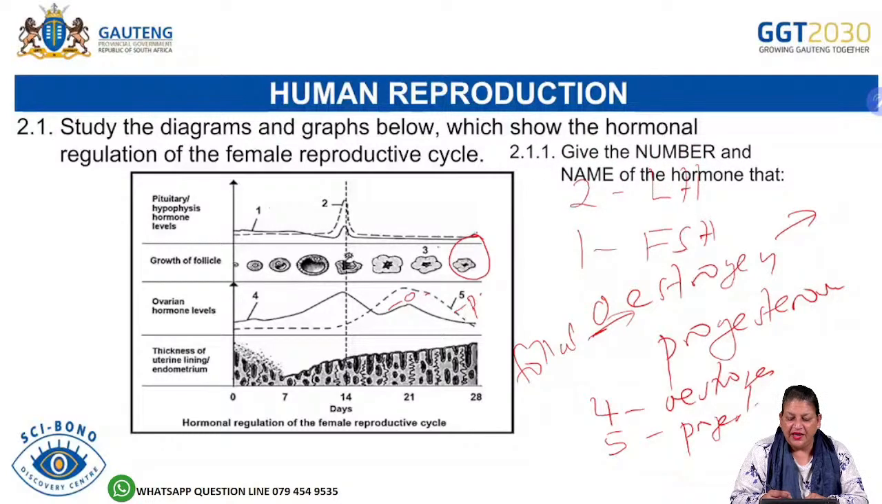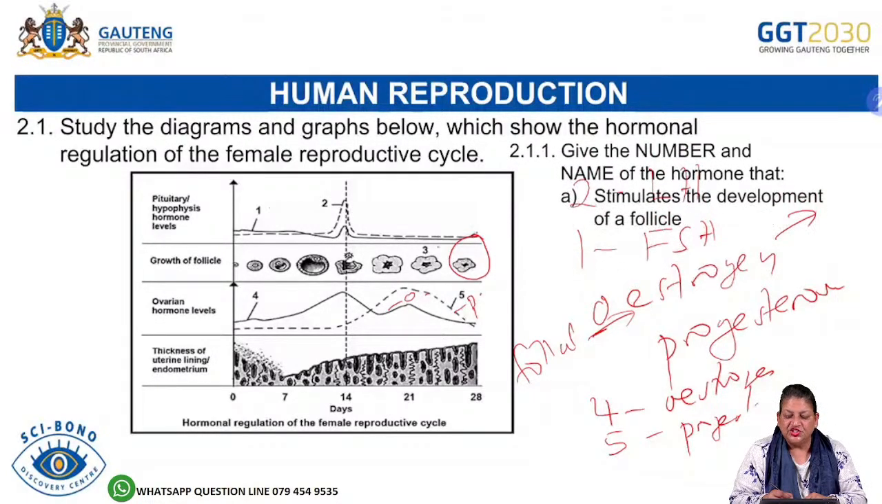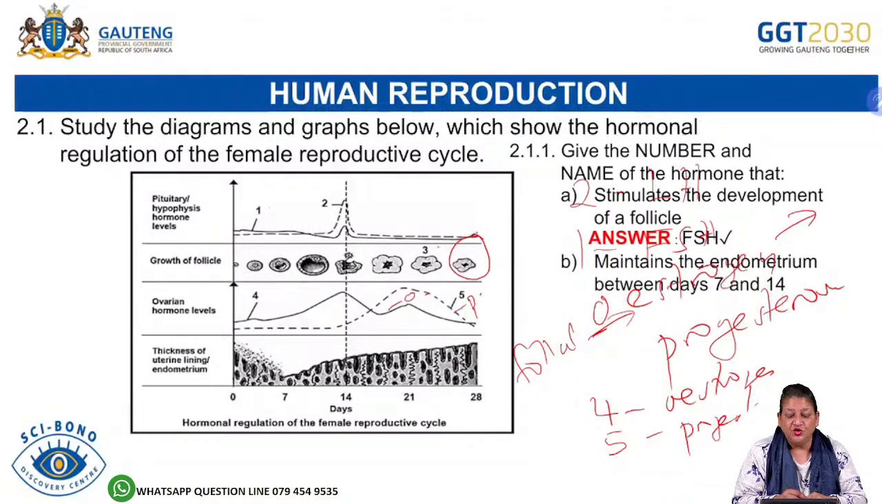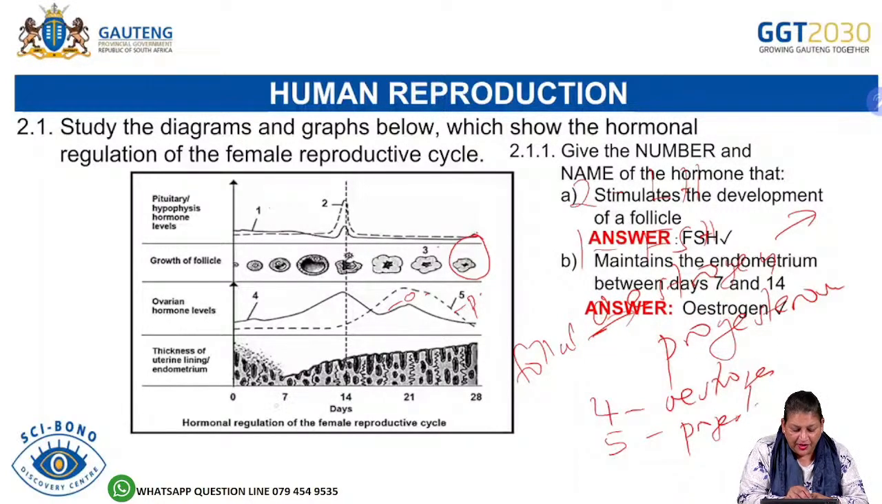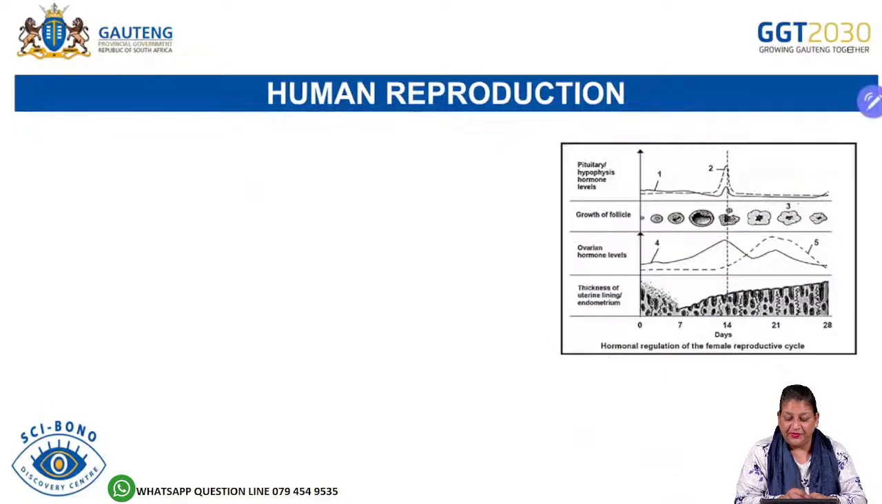Give the name and number of the hormone that stimulates the development of the follicle. It's going to be FSH. And then the one that maintains the endometrium between day 7 to 14. It's going to be estrogen. Okay? So development of follicles is FSH and endometrium building up from day 7 to 14 is estrogen.